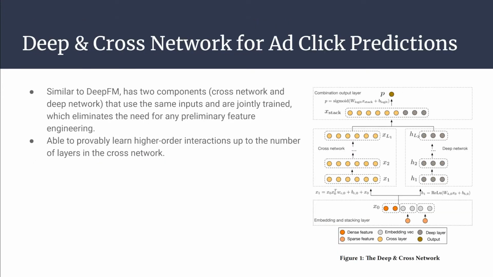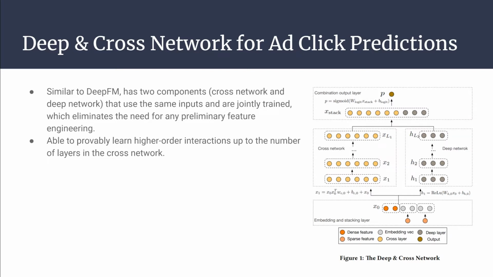So the third paper that we're going to go over is this deep and cross network for ad click predictions. So similar to the previous two models that we went over, the wide and deep network and the DeepFM, the deep and cross network uses two components, the cross network and the deep network, which they combine in order to get the final result. This model is also similar to DeepFM, where the inputs are shared between these two different components.